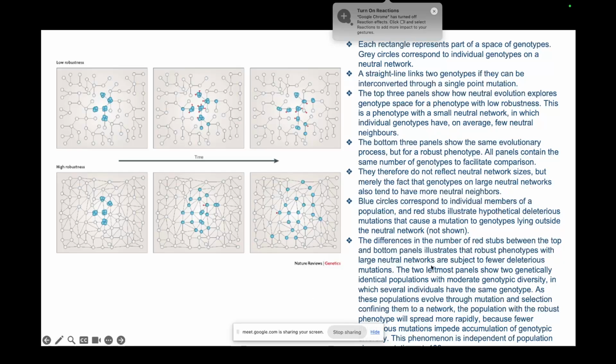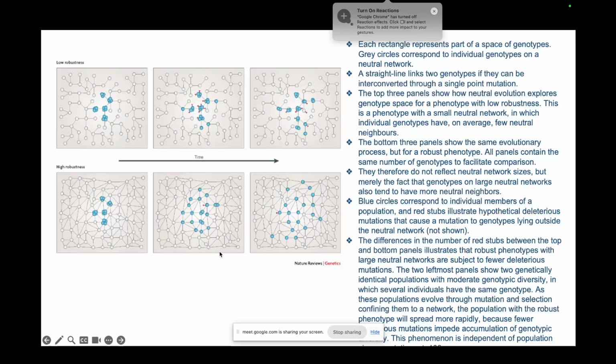The differences in the number of red stubs between the top and the bottom panels are an indication of how robust the individual networks actually are. The idea is that robust phenotypes with large neutral networks are subject to fewer deleterious mutations, and the vice versa is true as well. If you have networks that are subject to more deleterious mutations, it is going to be a less robust phenotype.